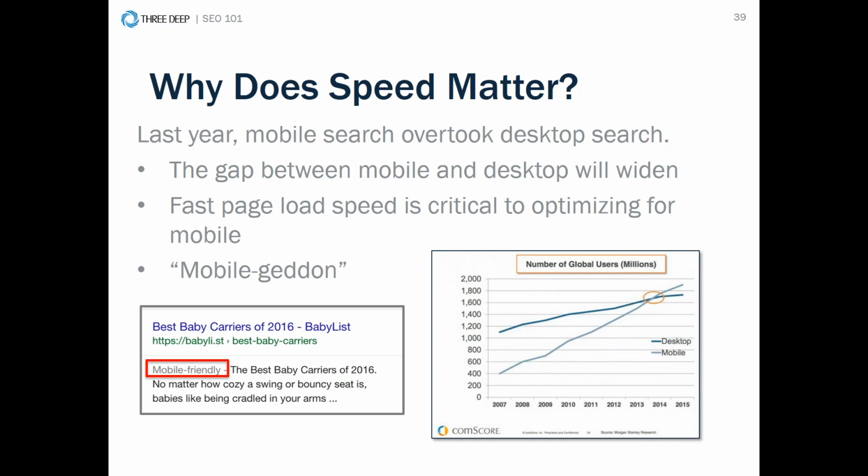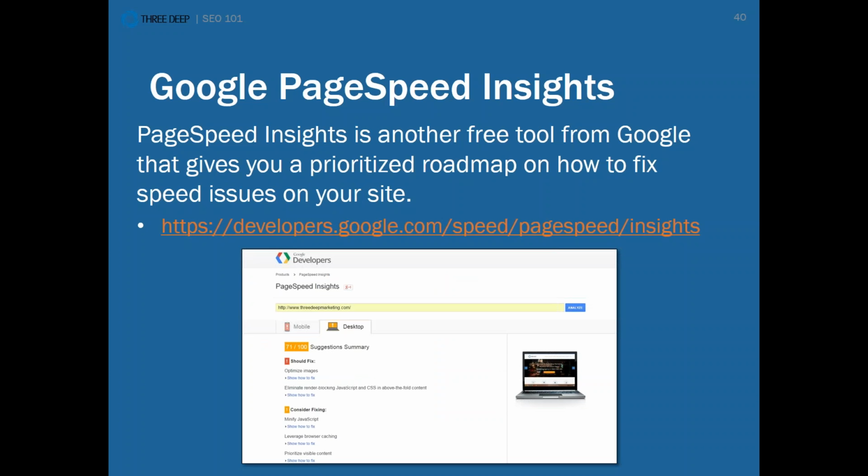Mobilegeddon happened back last year, where Google drew a line in the sand and said, hey, every site needs to be mobile friendly. They provided a mobile friendly testing tool. And that actually increased mobile friendliness of sites in general by about 20%, if I remember the number right. So they were kind of kicking everybody in the butt and saying, hey, get your mobile site in order. And it worked.